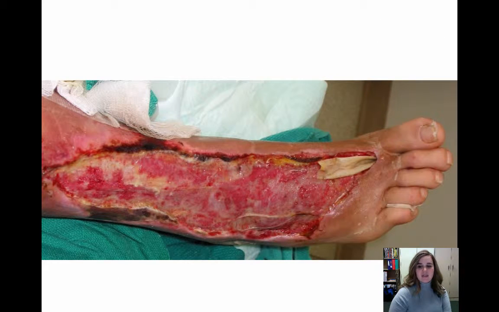And a little example of that, everybody's favorite, flesh-eating bacteria. So you can see this person has really lost a lot of their skin due to the bacterial damage.